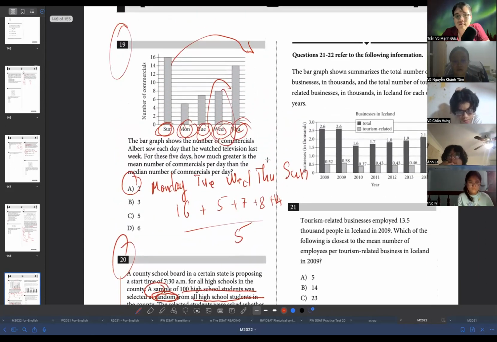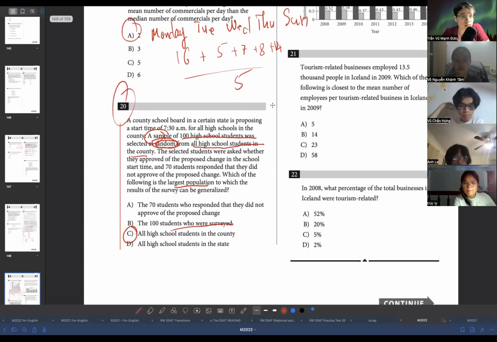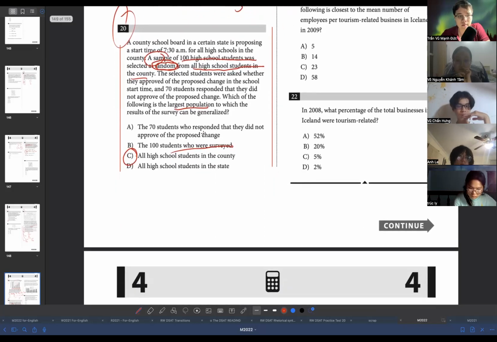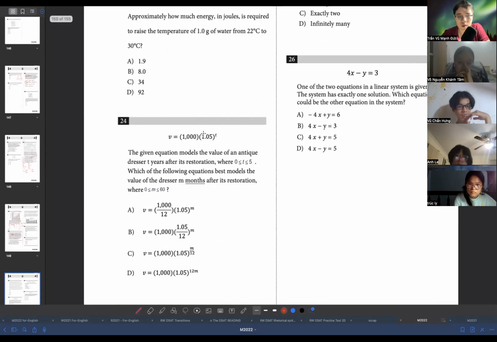Okay, next one. So this is the statistic. This is what I'm talking about, and this can be very easily mistaken. So look for what is the largest population before answering anything else. And if the question is asking for the largest population, it's good for us. But if it's not, you still have to look for the largest population, because you can be very quickly fooled by the way the question is phrased. So 20 is C. Okay. Next one.